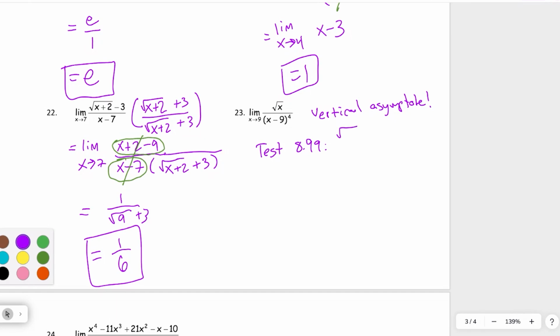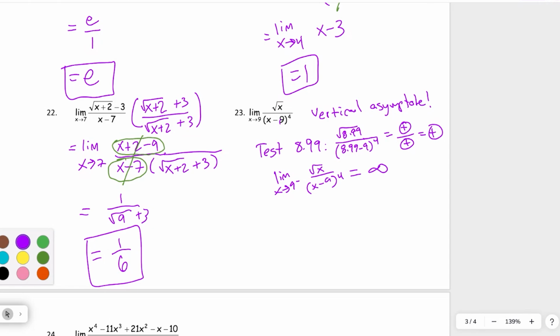And so we've got the square root of 8.99 over 8.99 minus 9 to the fourth. This is going to equal a positive number over a positive number. Raising something to the fourth power is always going to be positive. So actually, we don't even really need to do any testing here, because no matter what we plug in here, we're going to be positive. Okay, so we know the limit as x approaches 9 from the left does not exist because it goes to infinity.